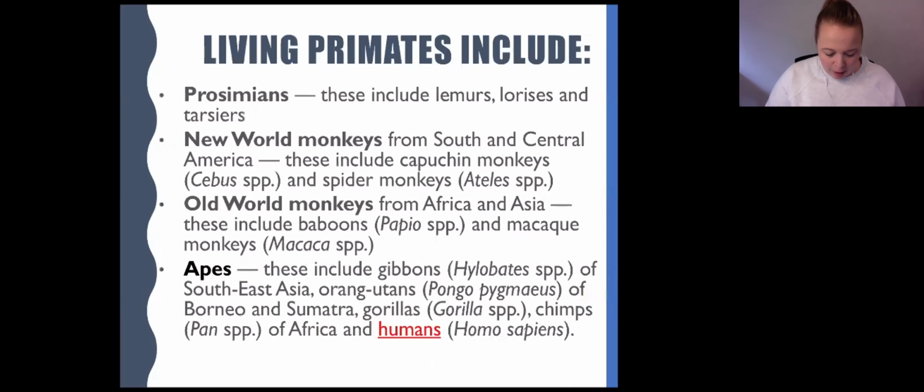Okay, so living primates that we have at the moment. We've obviously got ourselves right down the bottom here, our Homo sapiens. In addition to that, you have the prosimians, which are lemurs, lorises, and tarsiers. I think there's a lemur thing at the zoo, the one that you walk through.